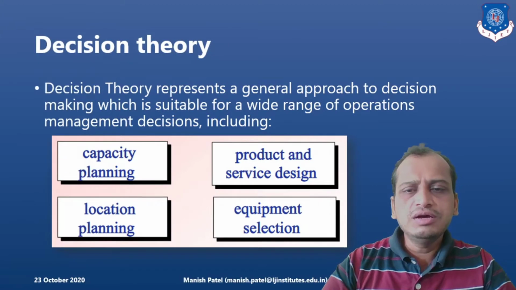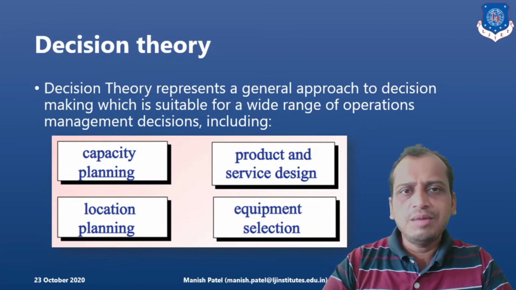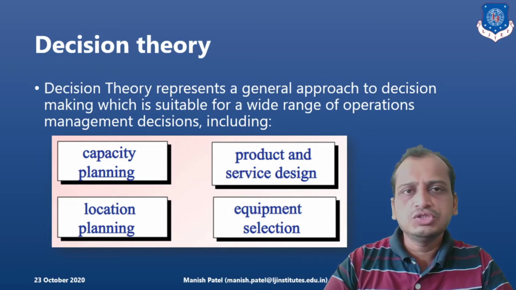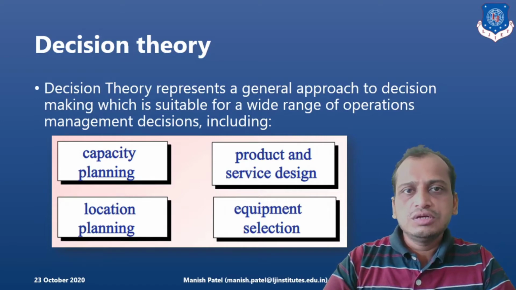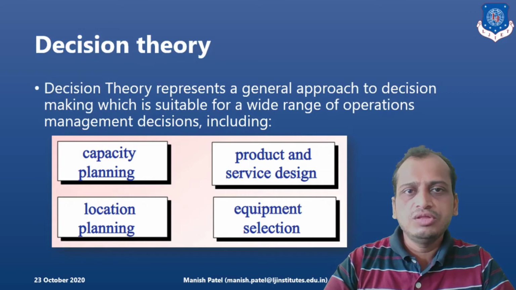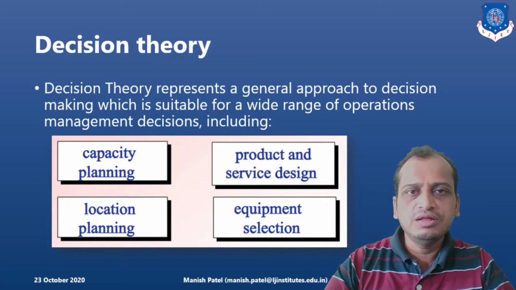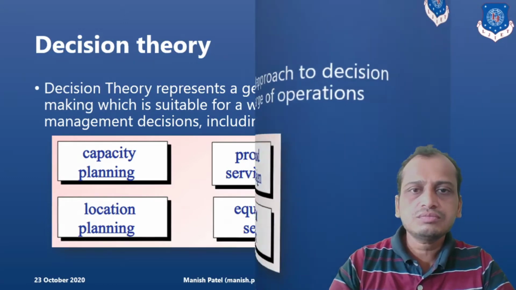Now, why do we learn it? Because it is applied in capacity planning, for example, when the company wants to plan for capacity expansion, right? In location planning, when the company wants to plan for manufacturing and is planning the location of the factory, they can use these decision-making models. Even when they are launching a new product or new services, or designing existing services, they can use these decision theory models. And finally, for the selection of equipment which can be used in day-to-day manufacturing, they can use these decision theory models.